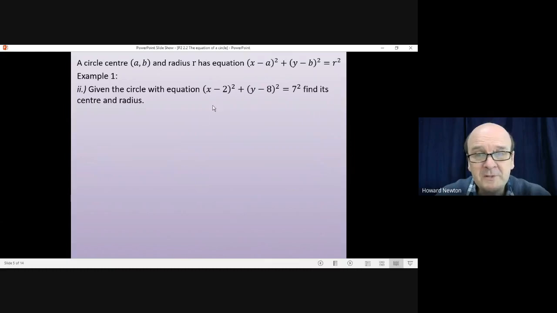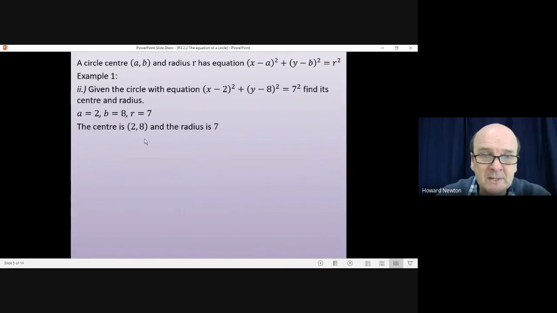Question 2 is the other way around. They give us the equation of the circle and ask us to find the center and radius. But again, just to make it absolutely clear, I'll write down what a, b, and r are. So a is 2 in this question, b is 8, and r is 7. Just remember that it's minus in the brackets in the equation, which means minus is what we want. So a is just 2, b is just 8. And that means that the center of the circle is (2, 8), and the radius of the circle is 7.